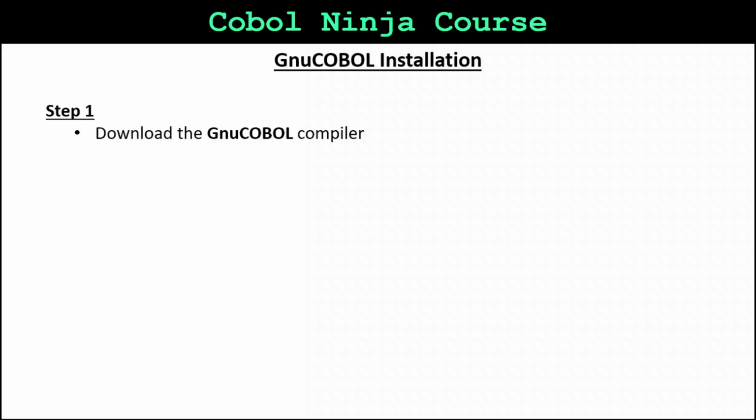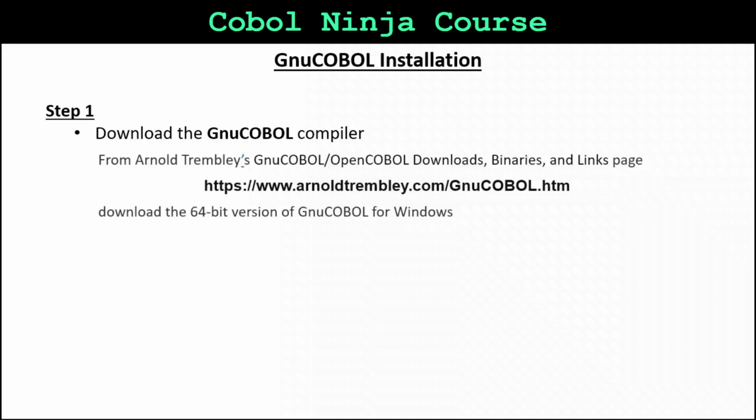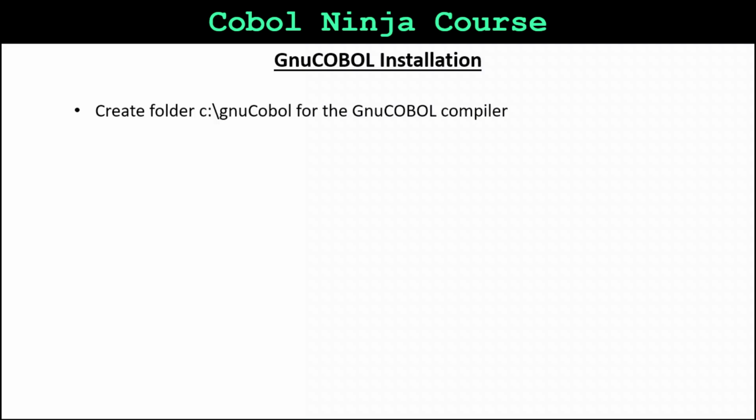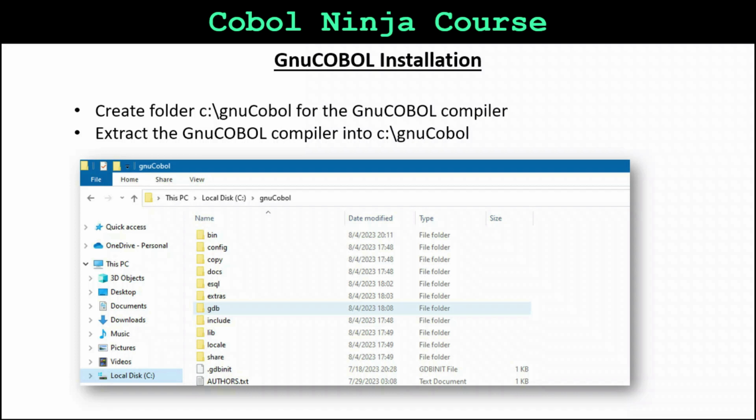Our first step will be downloading the GNU COBOL compiler. For that purpose, we're going to go to Arnold Trembley's GNU COBOL downloads page, and we're going to download the 64-bit version of GNU COBOL for Windows. After downloading the GNU COBOL compiler, we're going to create a folder on C called GNU COBOL. We're then going to extract the GNU COBOL compiler that we just downloaded into the new folder GNU COBOL. So let's go ahead and do that.